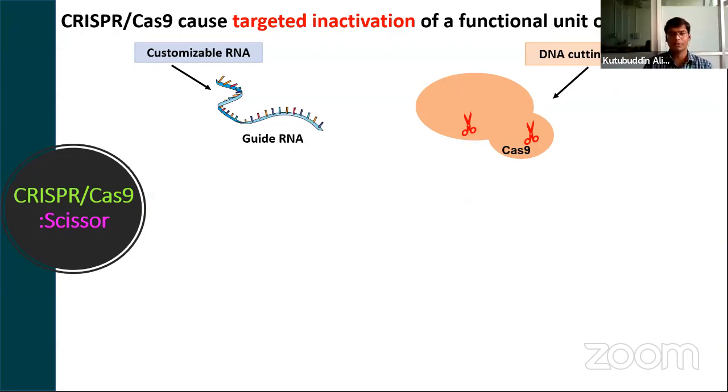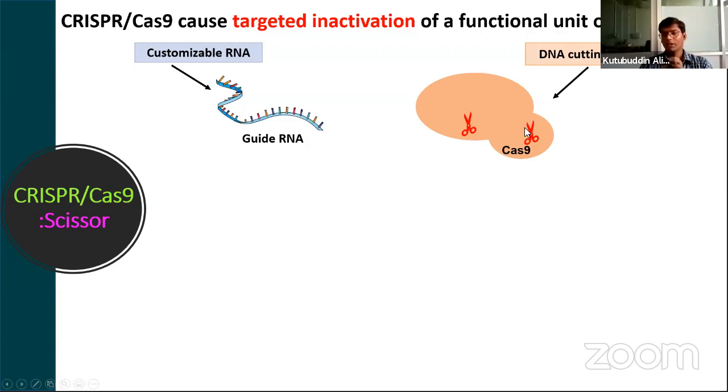So people are crazy about CRISPR-Cas9, which acts like a pair of scissors, in a very simplified manner. Let me discuss with you how it actually works in genome editing. It has two components. One is a customizable RNA called guide RNA, and the other is a DNA-cutting protein called Cas9.